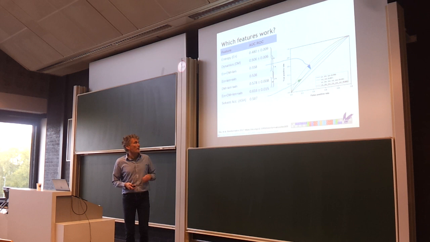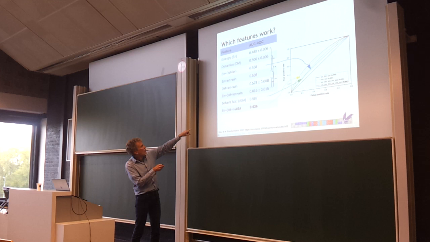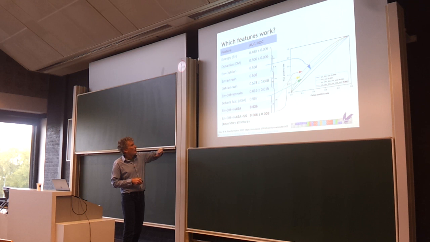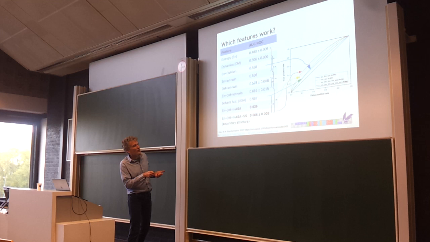Okay, then we combine something more. So we do conservation, dynamics and solvent accessibility. Then we get 0.64, which looks like this in the ROC plot. That's a nice step up. And then if we also add a predicted secondary structure, we get close to 0.7. That's the next magic barrier. So it's not 0.7 yet, but this is really a nice step up again. So this is the top.